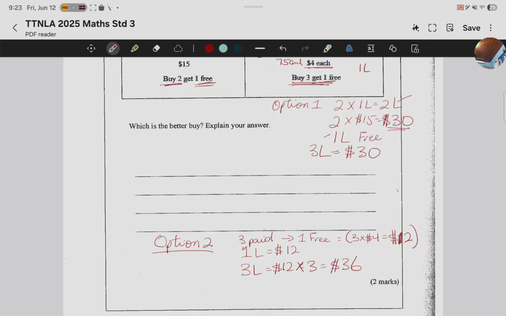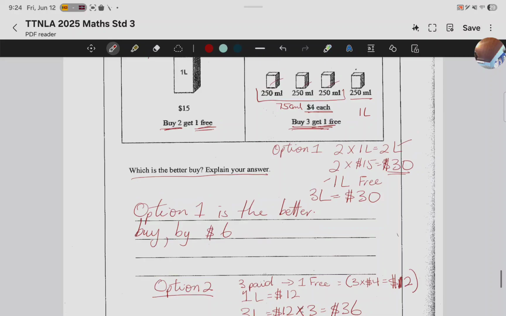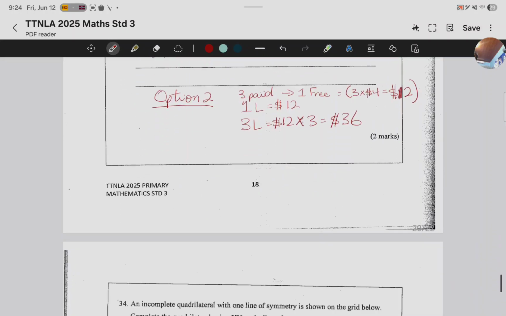So the question states, which is the better buy? Explain your answer. So I would say option 1 is the better buy by a difference of $6, because it's cheaper by $6. All right, so good.